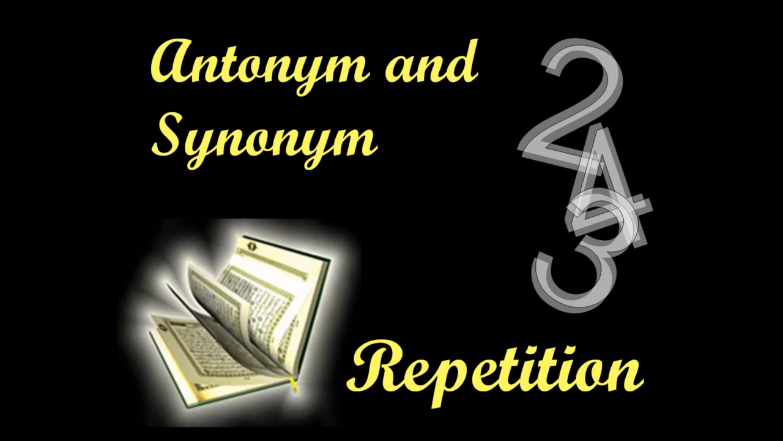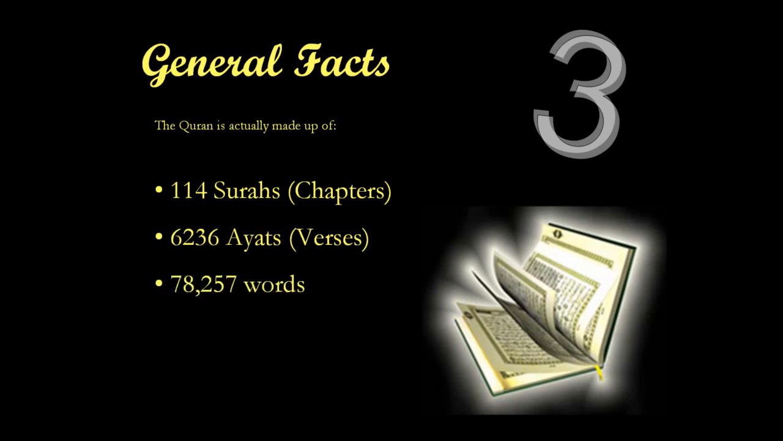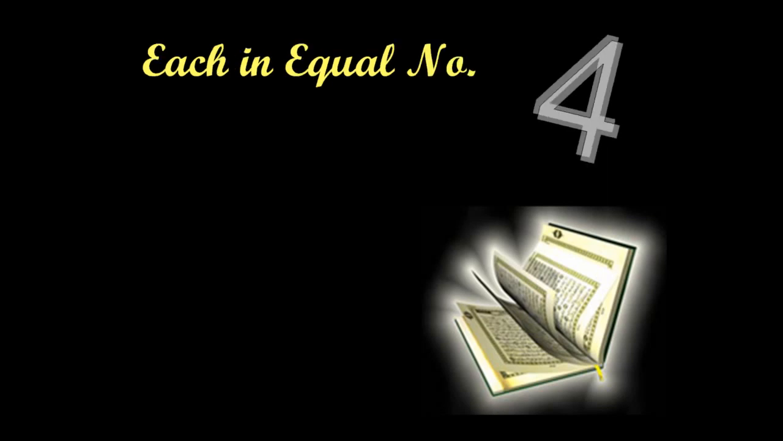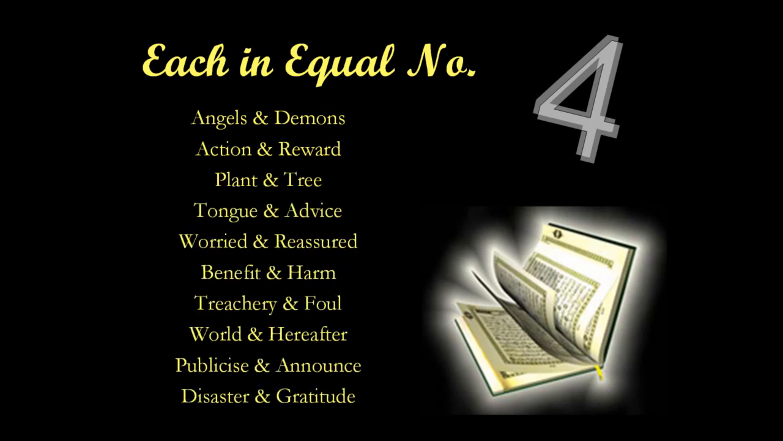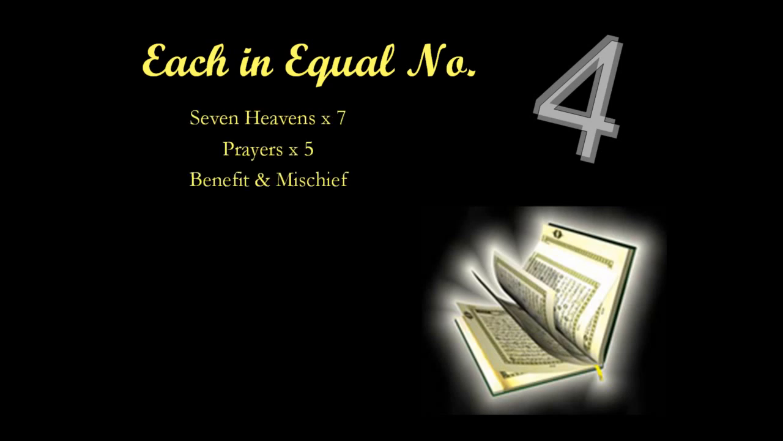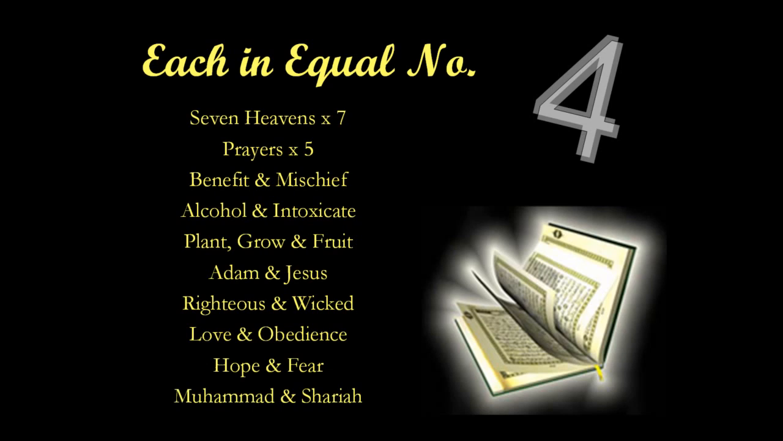Before we go into this, some basic facts about the Quran. The Quran is made up of 114 surahs, or chapters. Each chapter contains verses, or ayahs, and there are 6,236 in total in the Quran. And overall, we have 78,257 words in the Quran. Interestingly enough, each of the following examples occur an equal number of times in the Quran. As you can see, some of these are synonyms and some of these are antonyms. But what's even more interesting is that you can actually go back to the Quran and test these particular examples.